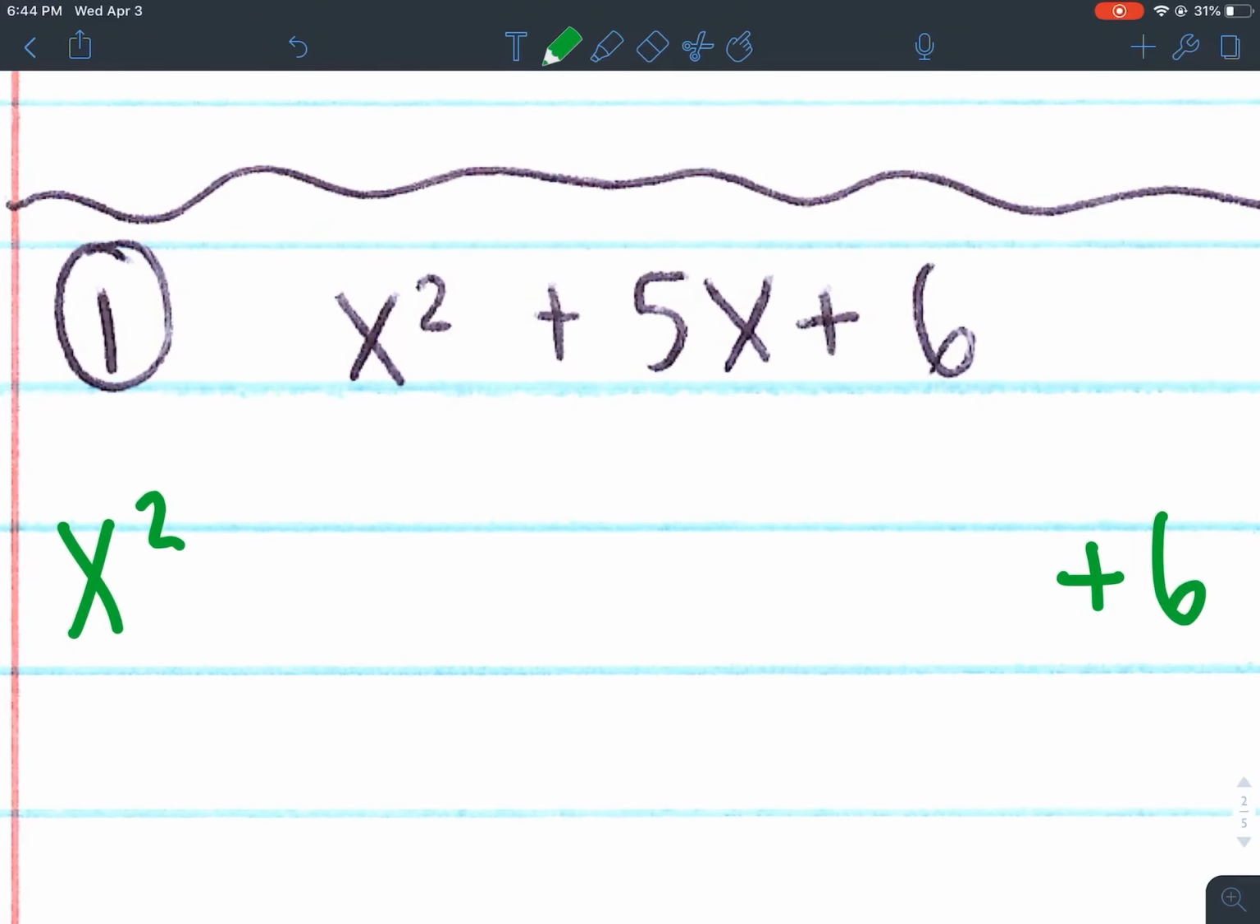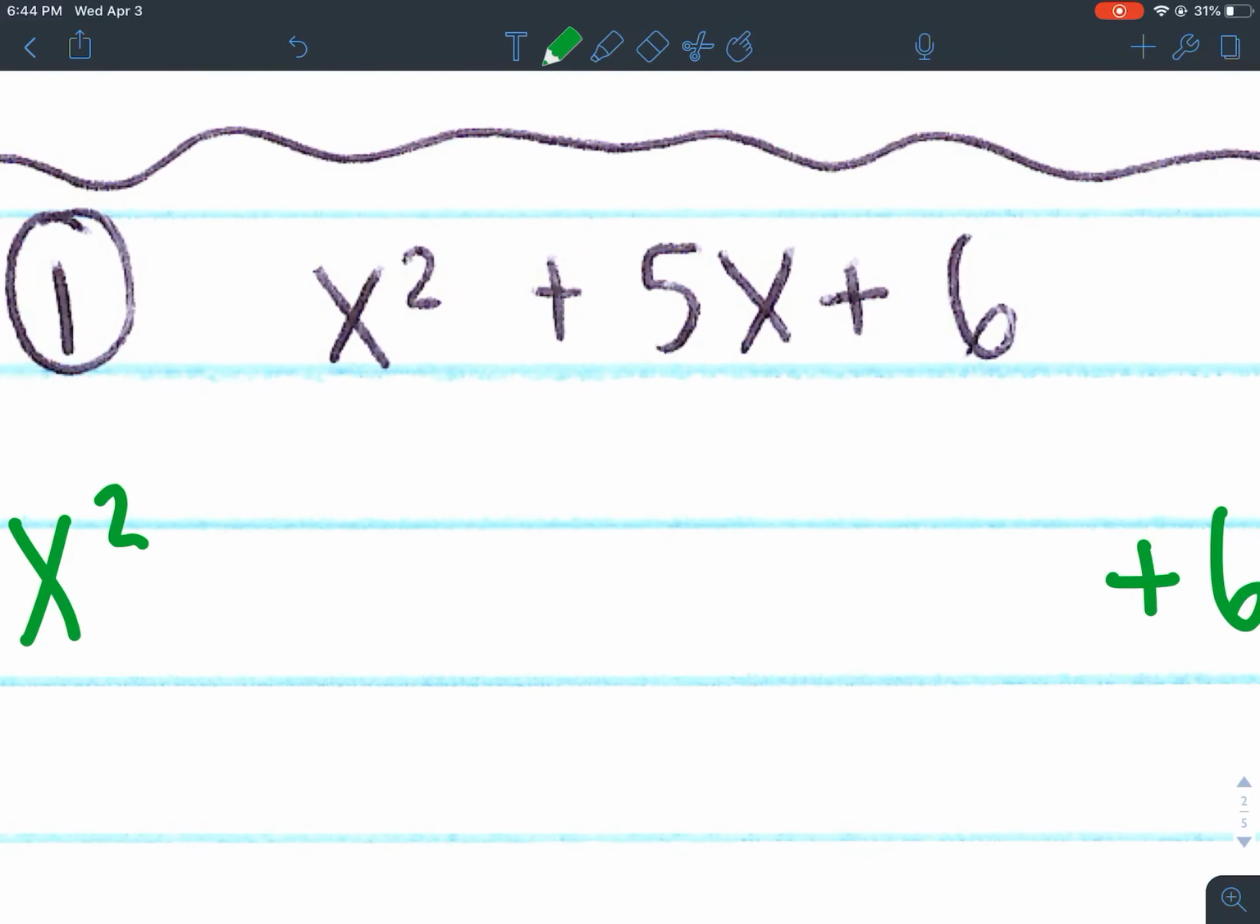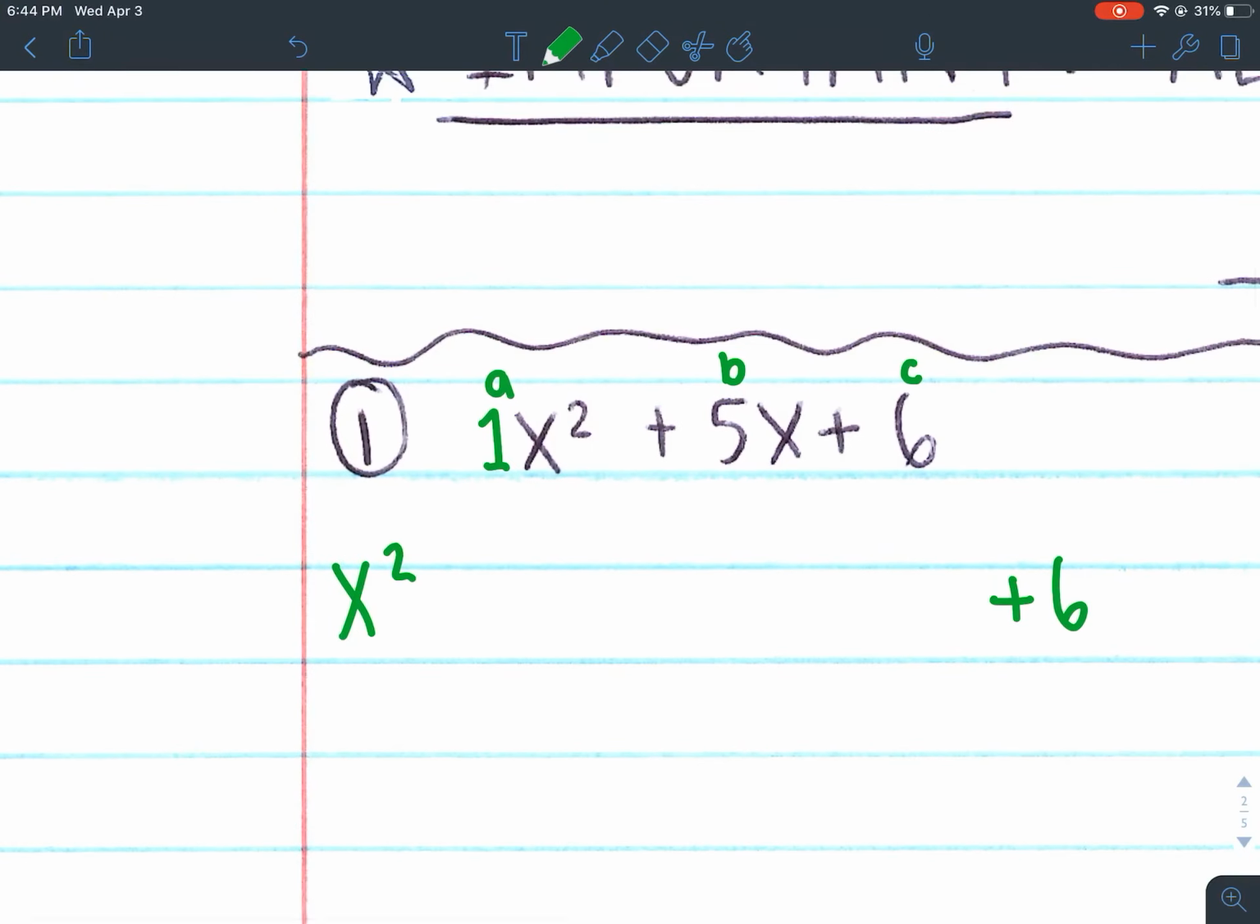Now let's go ahead and identify our A, B, and our C. So our C here is our 6. It's the last number. Our B is our 5. And what's our A here? Our A is not x squared. Remember, A, B, and C are numbers. So it's the number in front of x squared, which is 1. These notes are called factoring when A is 1. So for all of these problems, your A should be a 1.